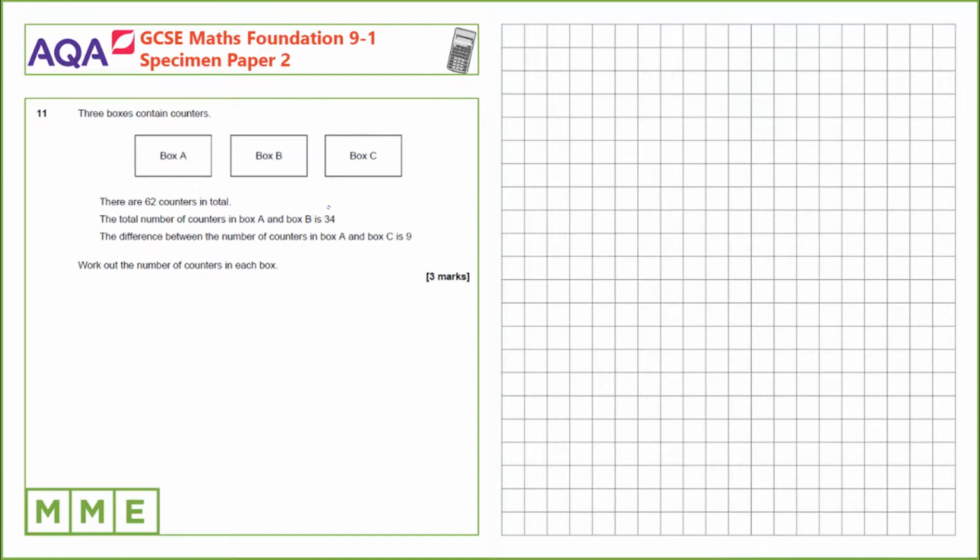We know the total for A and B, so if we take that total away from the full total, so 62 minus the total of the counters in box A and B, we'll get the total in box C, which is 28 in box C. Our next step, we know that we have 28 counters in box C, and the difference between the counters in A and C is 9. So if we take away that difference, we'll get the number of counters in box A. That's 19 in box A.